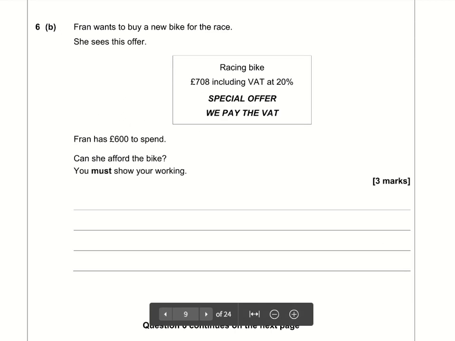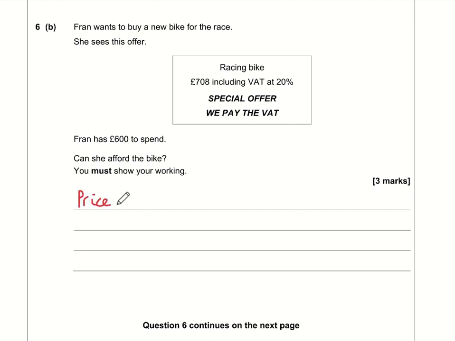Okay, question 6b, quite a challenging one. What has happened here is that the bike had a price before VAT, and then this price was increased by 20% to give it this new value of £708. So what would we multiply the price by if we're adding 20% on? The multiplier for 20% is 0.2, or 0.20 if you prefer, but that 0 doesn't need to be there. It's the decimal equivalent of 20%.